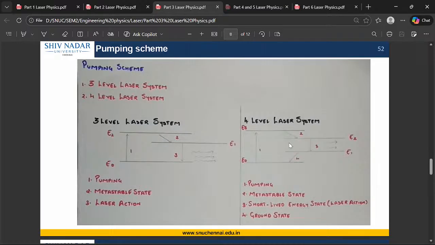In the four level laser system, the electron goes from E0 to E3, from that it goes to E2, and from that it comes to E1 and E0. So it has four steps in that cycle. Between E2 and E1 it achieves the metastable state, and the lasing action happens between E2 and E1. Here the stages are pumping, then it achieves the metastable state, and then a new state that is a short-lived energy state, where the laser action happens. Then it comes back to the ground state.